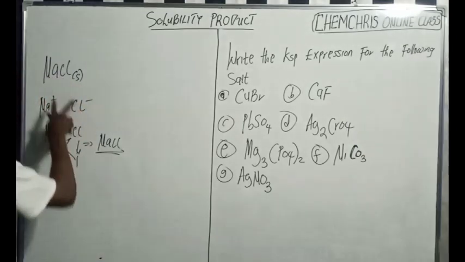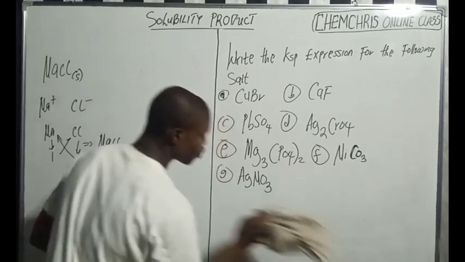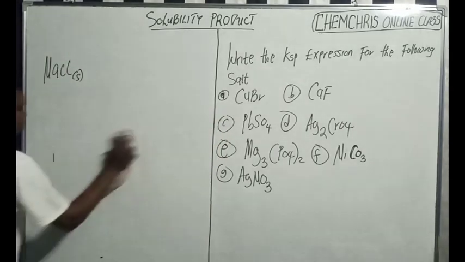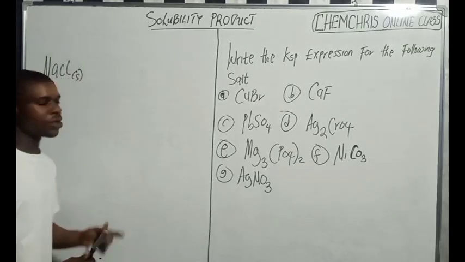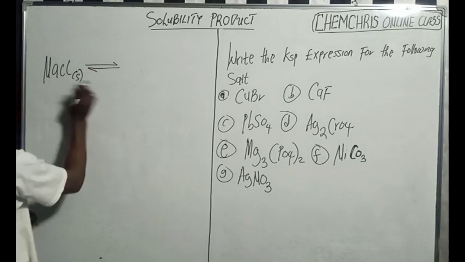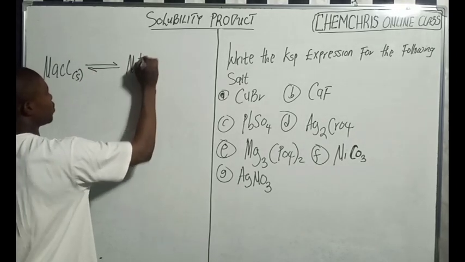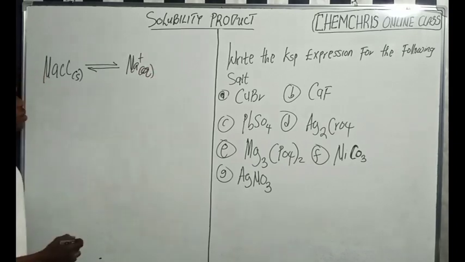Like here we have sodium chloride. Now here we have Na+ and Cl-. So once you have done that, you write a chemical equation, because it's a reversible reaction here. So it's going to be Na+. Do you understand?